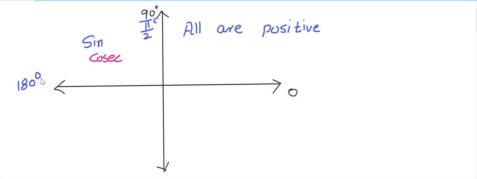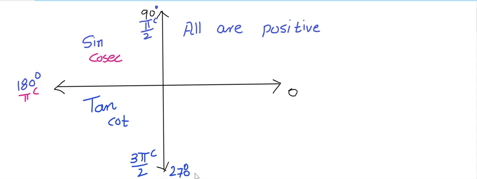I repeat, between 90 to 180 degrees, or between pi by 2 to pi radian, all the ratios except sine and cosec are negative. Only sine and cosec are positive. Similarly, in the third quadrant, that means 180 degrees to 270 degrees, only tan is positive and all others are negative. If tan is positive, cot will also be positive, because tan and cot are reciprocals of each other. So in the third quadrant, between 180 to 270, or pi radian to 3 pi by 2 radian, only tan and cot are positive, all other ratios are negative.